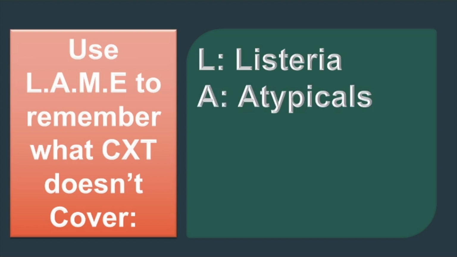Next, think about atypicals. For example, the one example I love is Mycoplasma. Mycoplasma is a lovely bacteria that does not have a cell wall. How did I tell you cephalosporins work? They act on the peptidoglycan, which is part of the cell wall. So if you don't have a cell wall, the drug is not going to work against that bacteria. So Mycoplasma is a key example. If you know where the antibiotics work, you will remember what they cover.